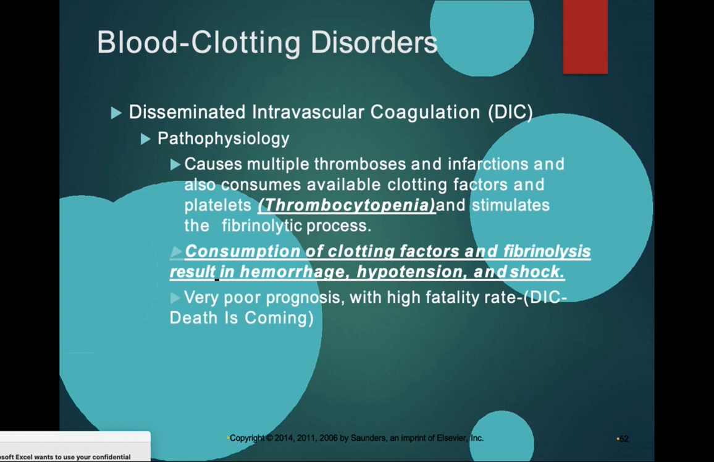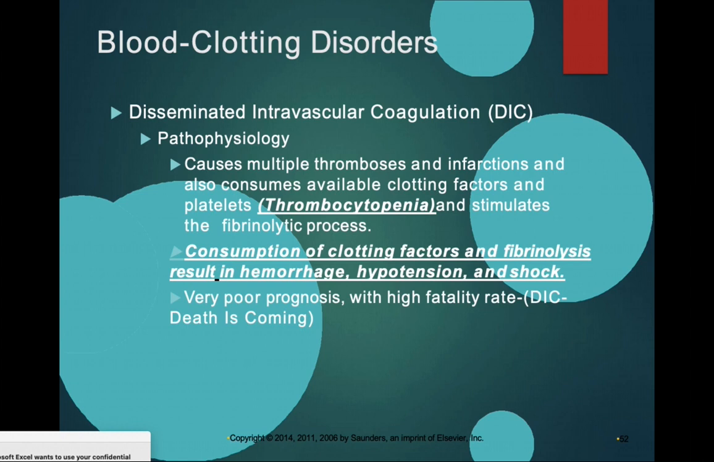It can result in hypotension. It can result in shock. Okay, so this one has a poor prognosis. I have worked with many physicians and many in ER, and they'll say with disseminated intravascular coagulation, DIC, they sometimes say that the DIC, instead of standing for disseminated intravascular coagulation, stands for death is coming.